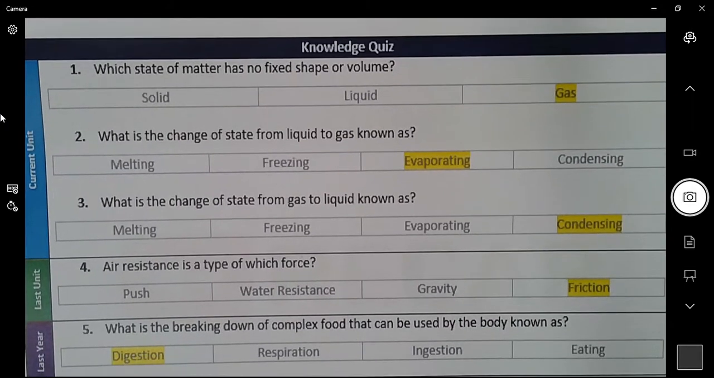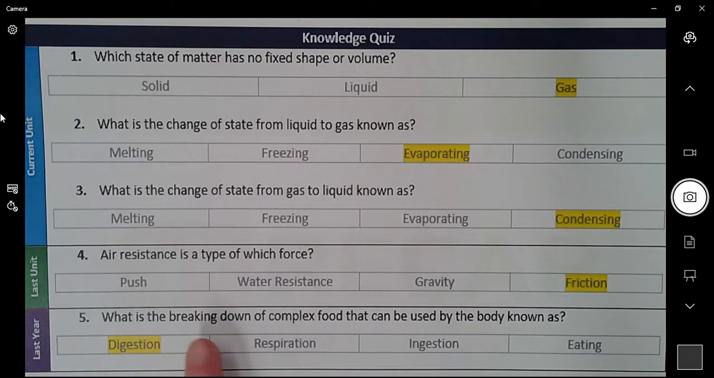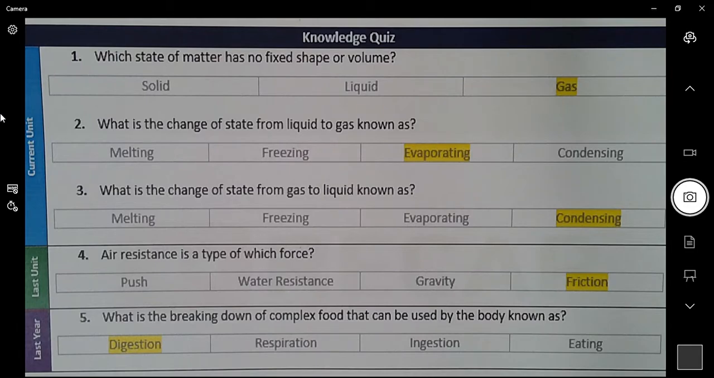And based on what you did last year, what is the breakdown of complex food that can be used by the body known as? And that is digestion. That's when you break down the food you've eaten so your body can use it for energy. So pause the video here if you need another couple of seconds to tick or fix your work. Otherwise, we're going to move on.